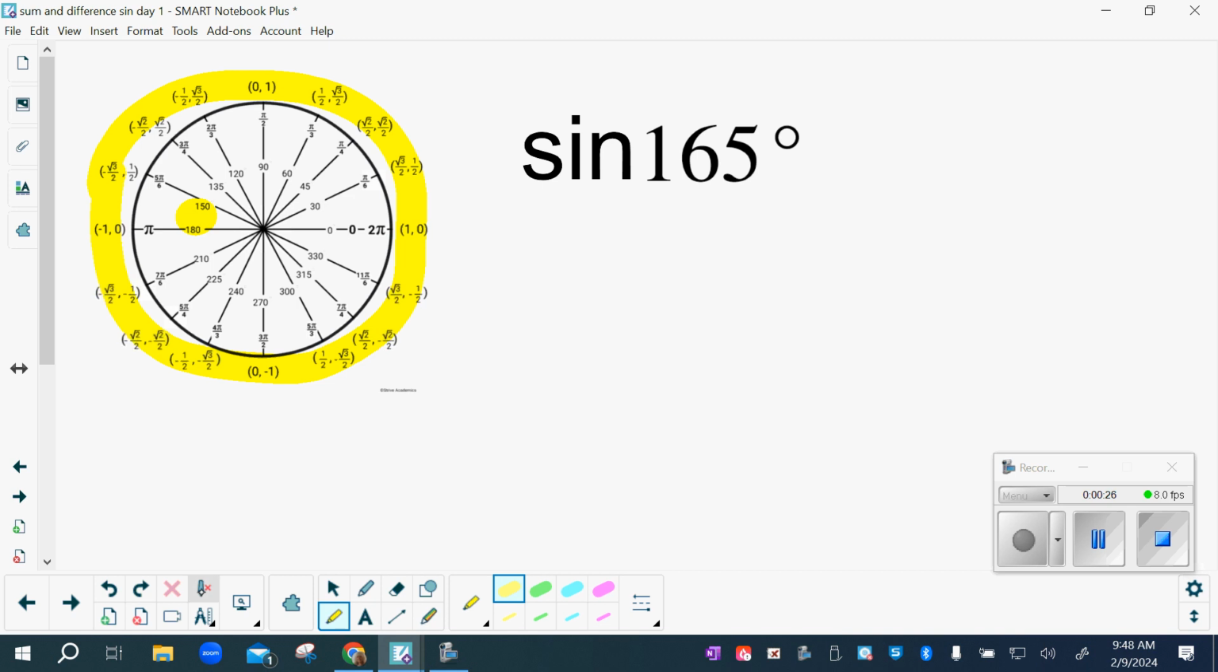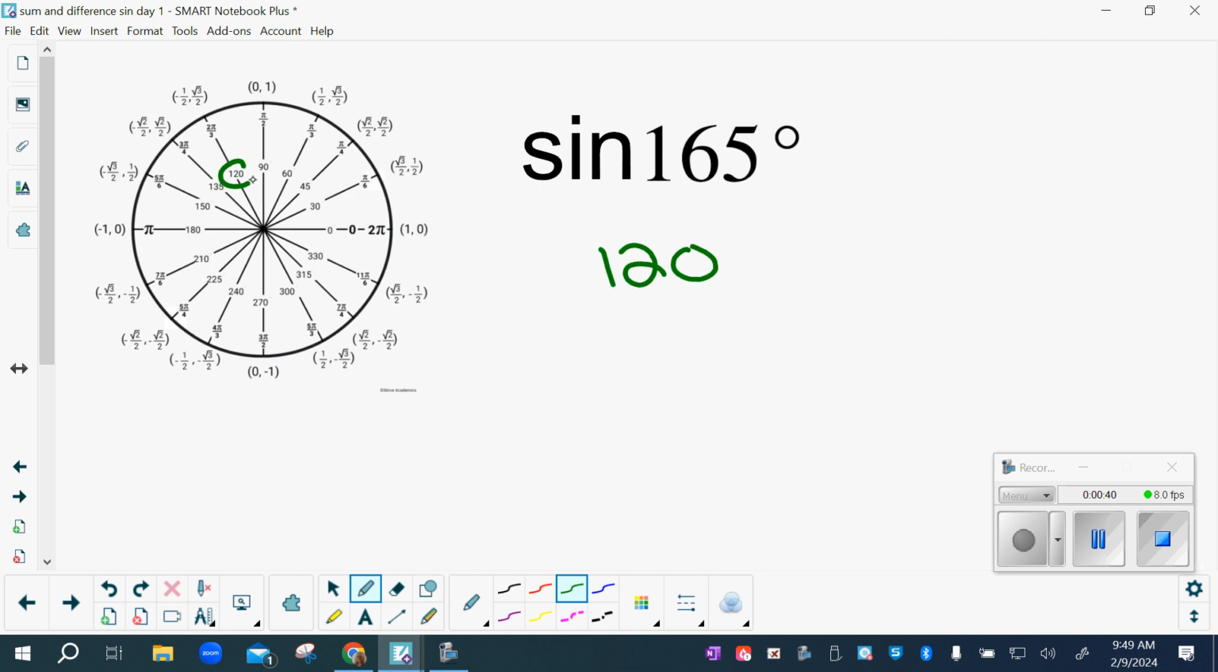So here's what I'm going to do today. Since I don't know 165, I'm going to build it out of stuff I do know. And here's what I know. I know that 120 and 45 make 165. So what I'm allowed to do is take the sine of this.